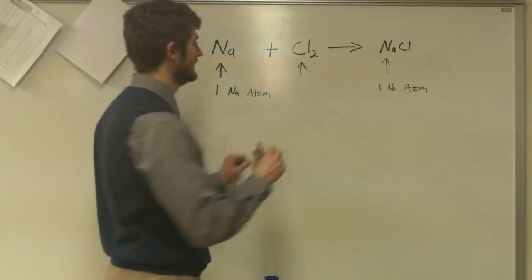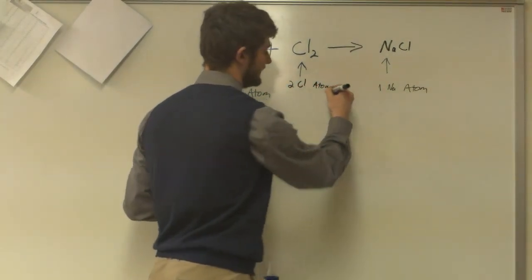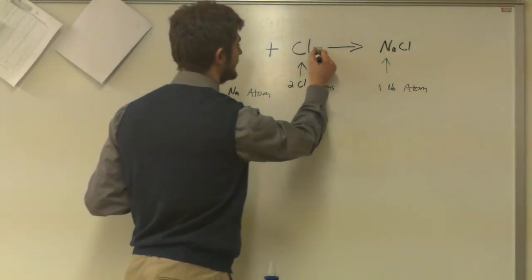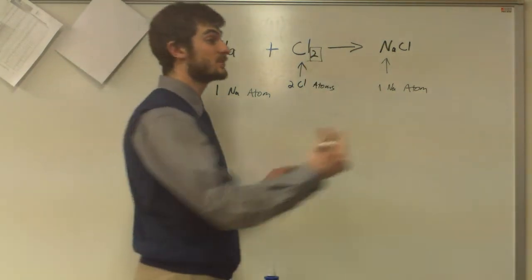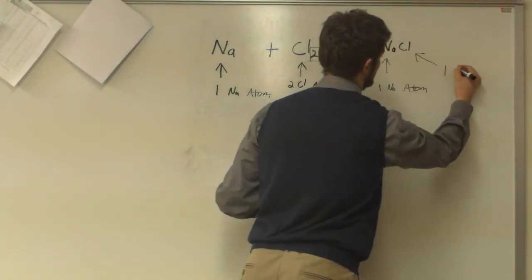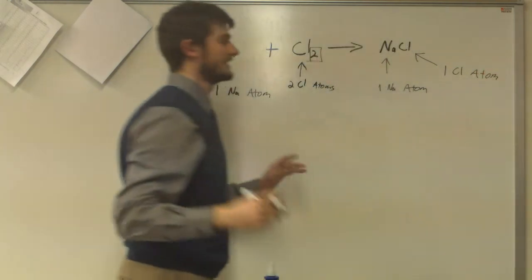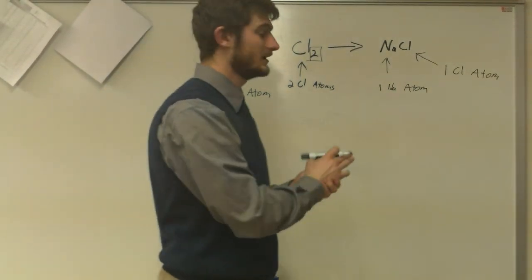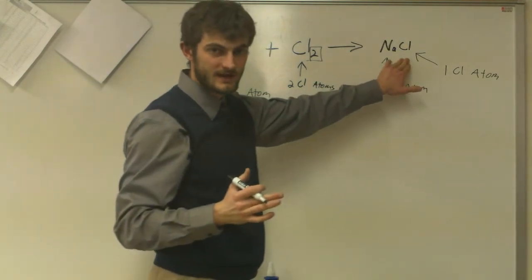However, chlorine, we have two. In the reactant side, we know there are two because of the subscript number by the Cl. On the product side, we only have one. That's not good. World's out of balance. Now, in order to make this balanced, we are going to have to add a chlorine atom to this side.